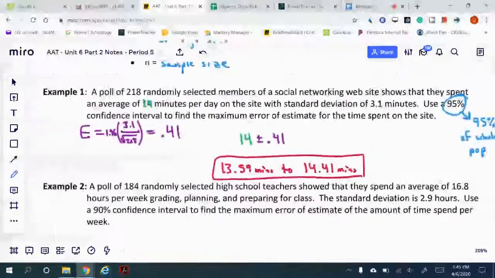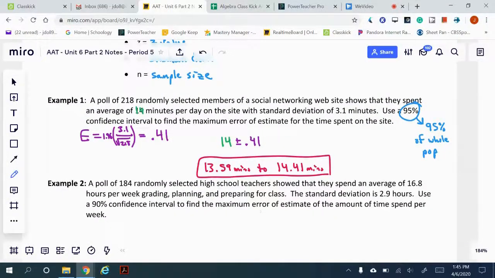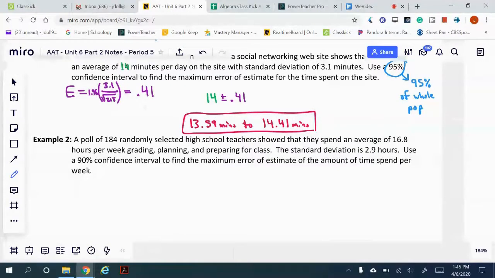This is telling you, again, how far are you allowed to be off? How far can you expect to kind of be off taking a sample and going back to a population? All right, let's look at another one here. 184, that's our sample, randomly selected high school teachers spend an average of 16.8 hours grading, planning, and preparing for class. The standard deviation is 2.9. And now what we want, you can see here, is we want a 90% confidence interval.